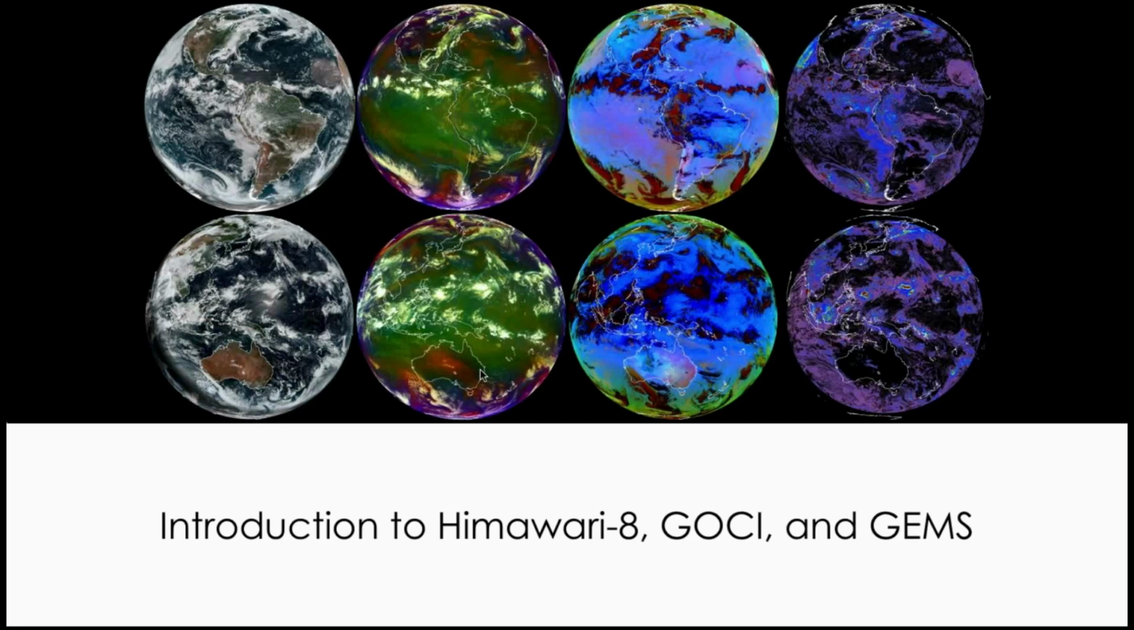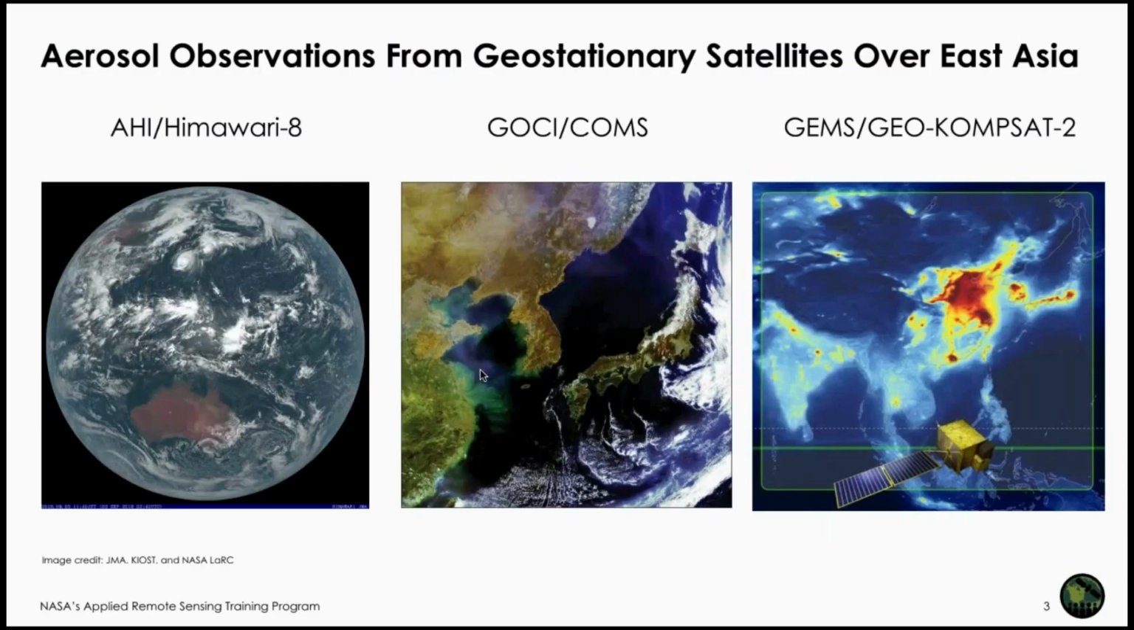First part is the introduction to HIMAWARI 8, GOCI, and GEMS. Today's talk will cover these three geostationary satellites for aerosols and air quality over East Asia.